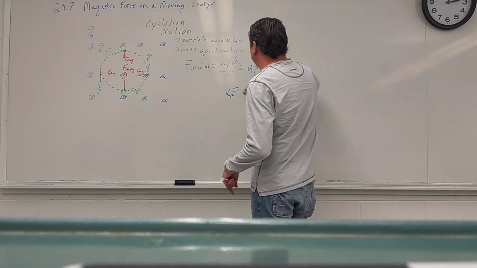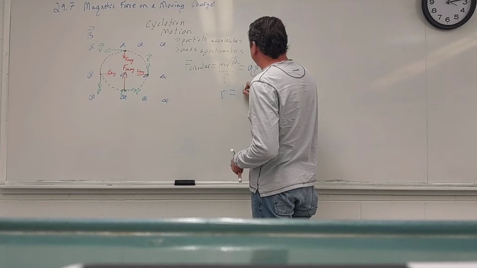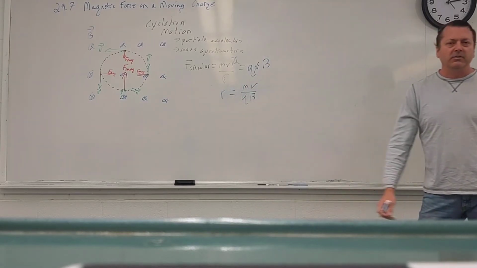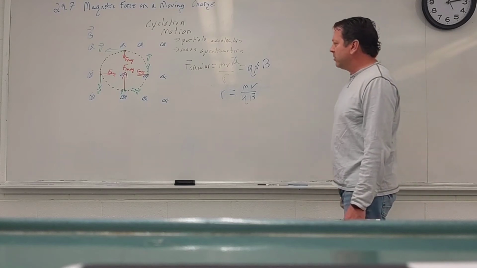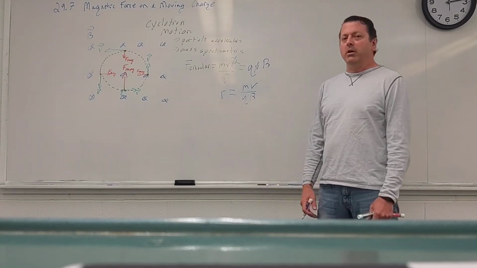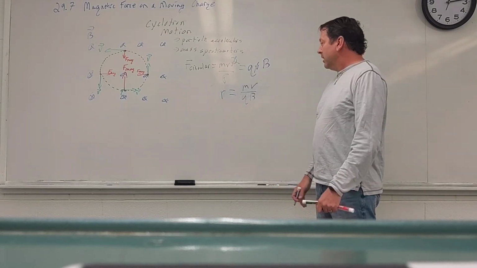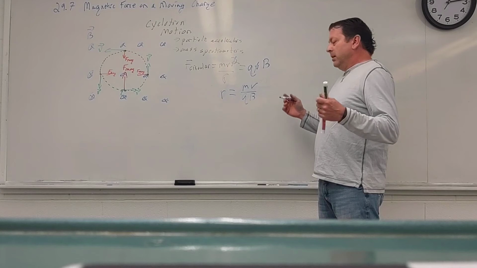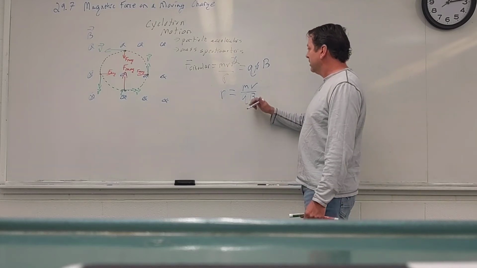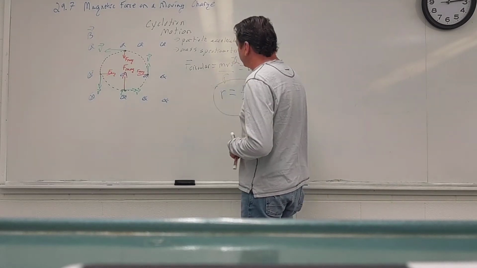I'm sorry, they do radius. The radius of the motion is going to be equal to mv over qb. Of course, you can solve for velocity as well. That's how fast it would move. The radius is important because that's how big you need to build your cyclotrons. Really big ones are needed if you get it going really, really fast. So that's the radius of a cyclotron.